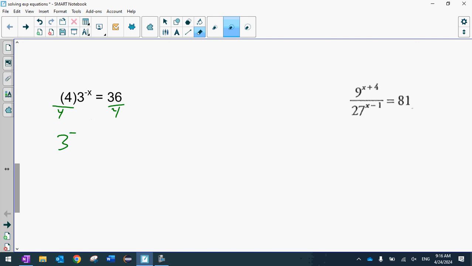You get 3 to the power of negative x equals 9. That's a pretty simple one. 9 is 3 squared. So therefore, negative x must equal 2, x equals negative 2.